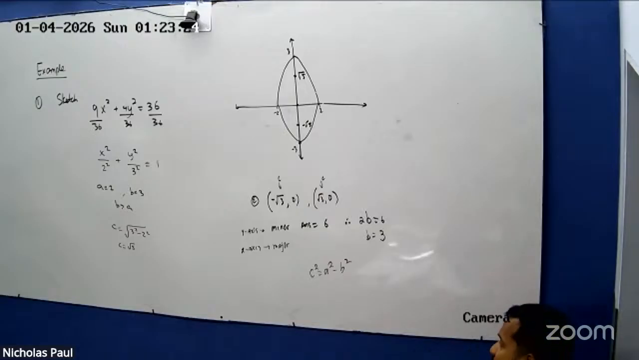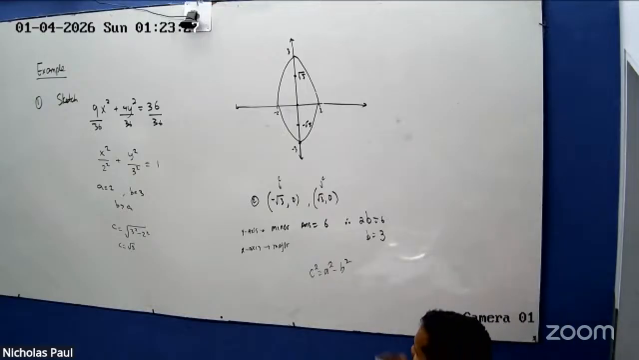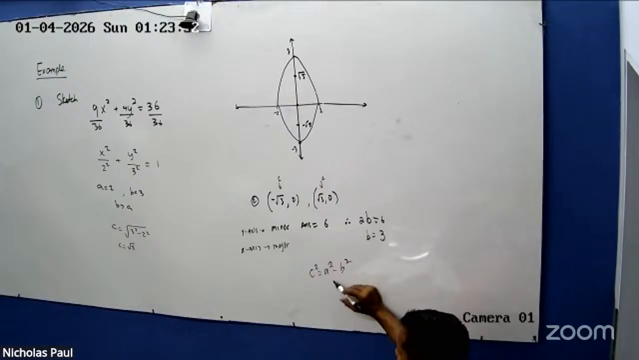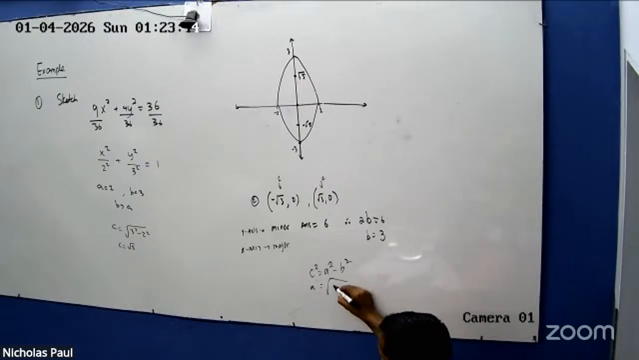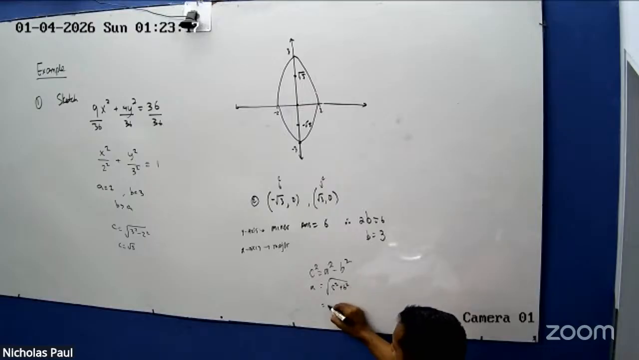All right, so we should have. Why did I write A minus B and not B minus A? Because the major axis is the x-axis. So A is the square root of C squared plus B squared. That's the square root of root 3 squared plus 3 squared, which is root 12. A is root 12.